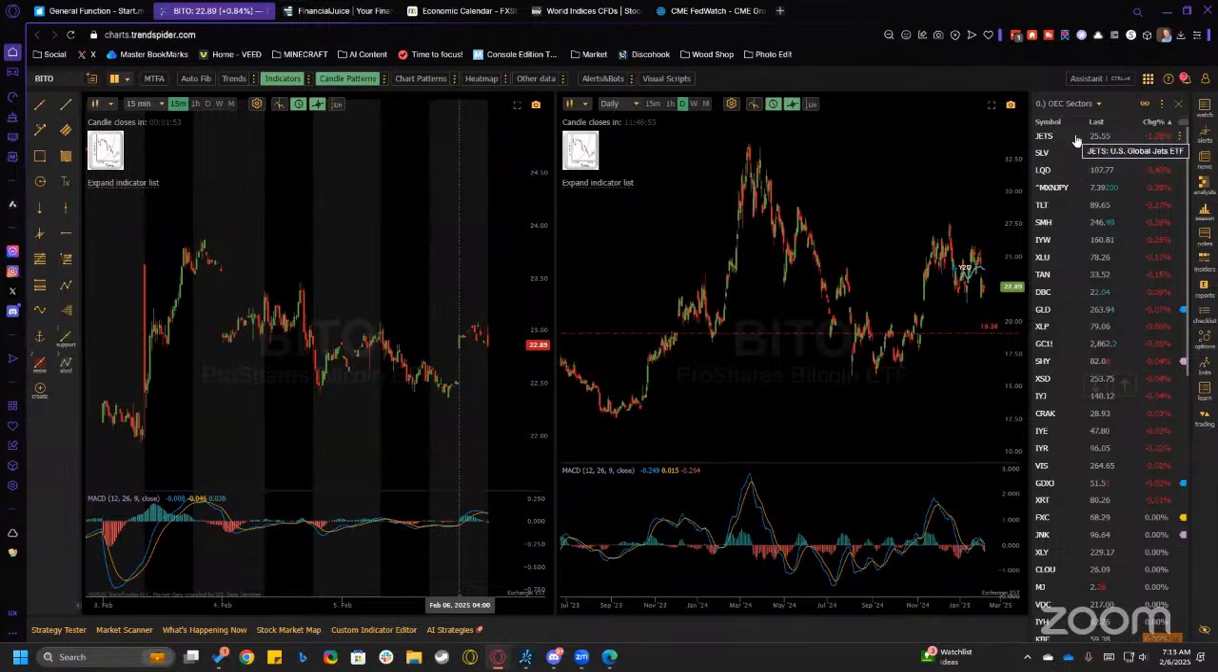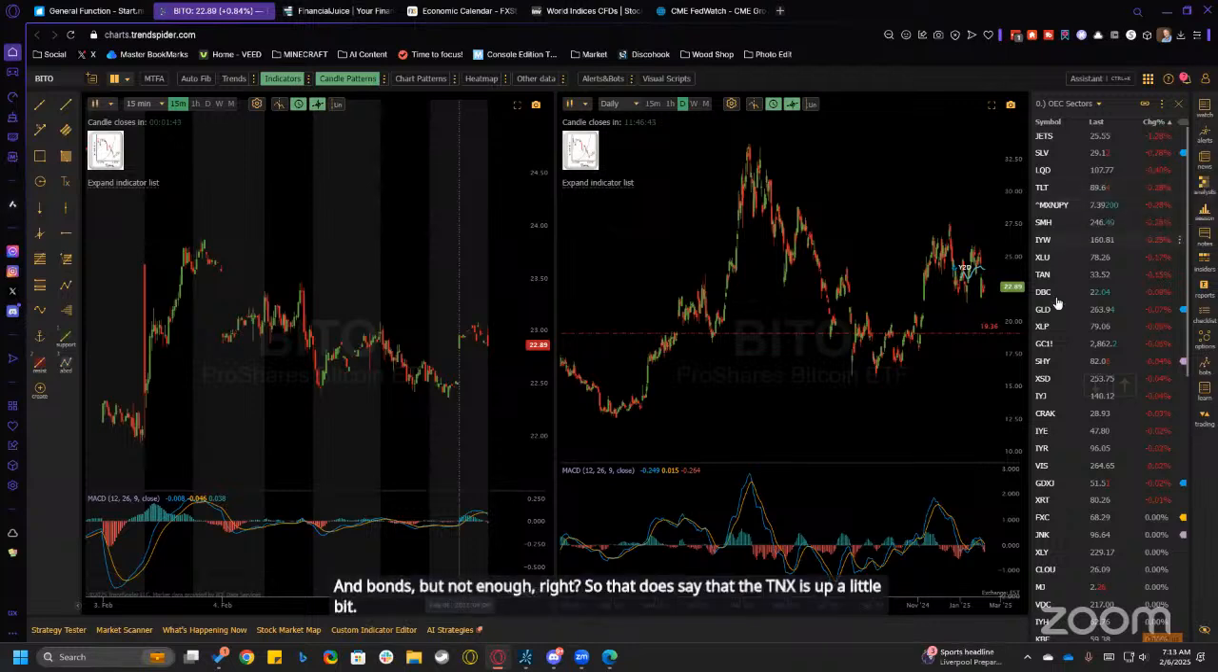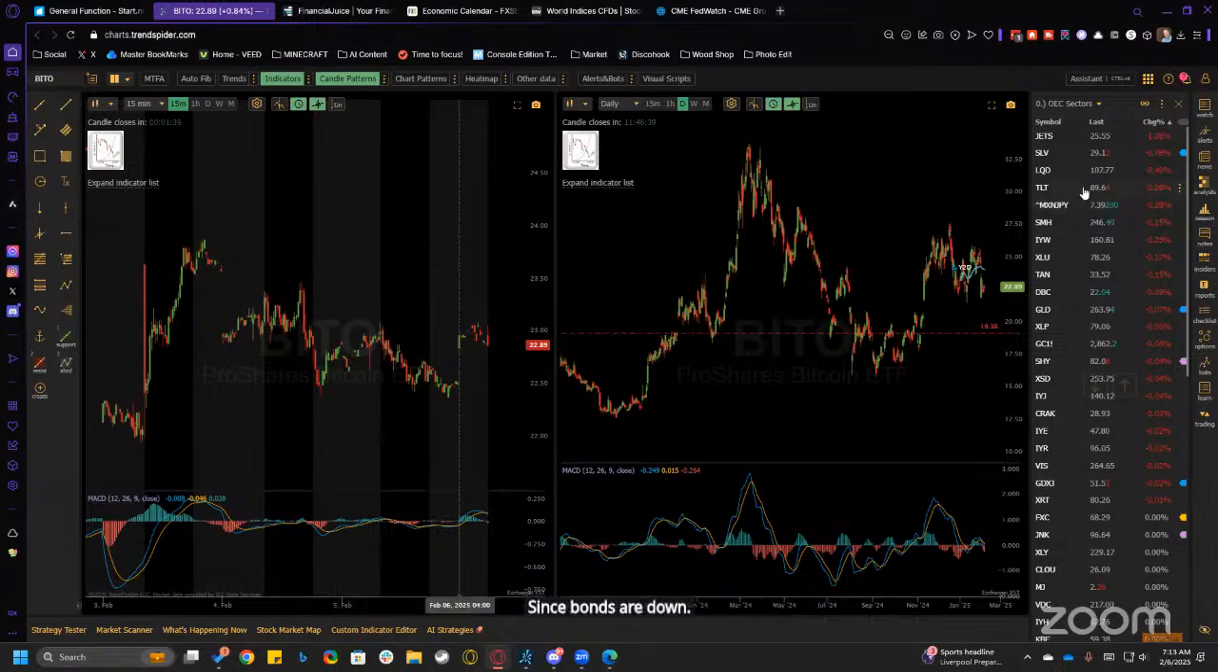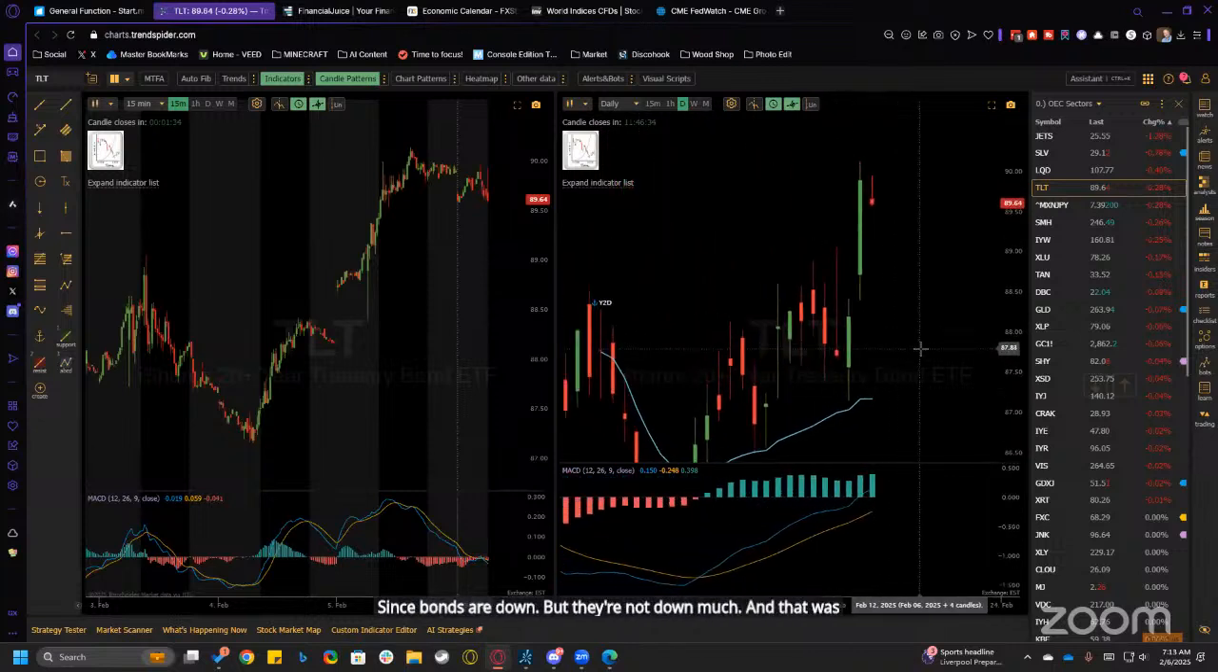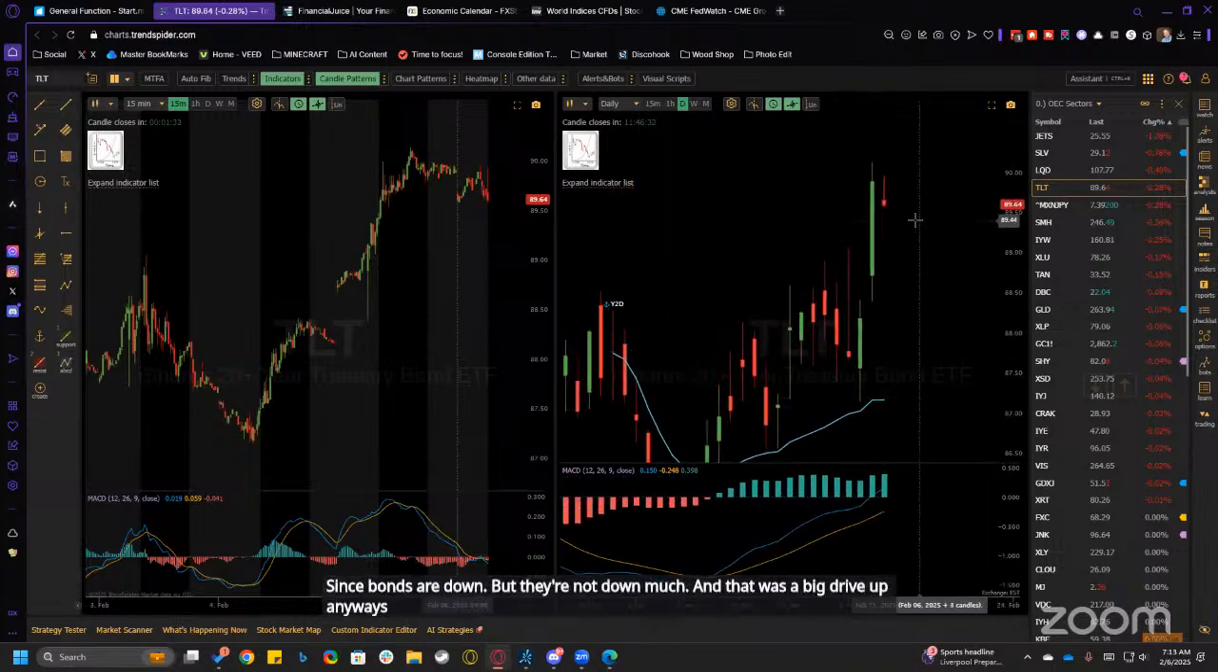Airlines, precious metals, both of those are down. And bonds, but not enough, right? So that does say that the TNX is up a little bit since bonds are down. But they're not down much. And that was a big drive up anyways. It'd be healthy to digest that move a little bit.